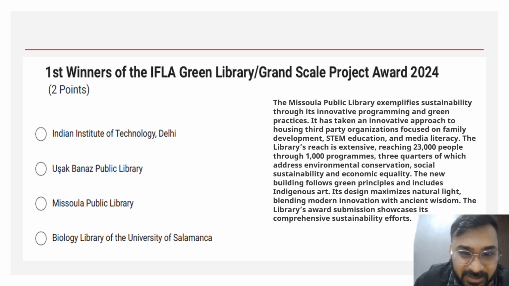The first winner of the IFLA Green Library Award project was awarded in 2020. Which institution? It is Missoula Public Library. Where is it located? It is in the US. The Missoula Public Library exemplifies sustainability through innovation programs and green practice. They follow the sustainable development goals, SDG.